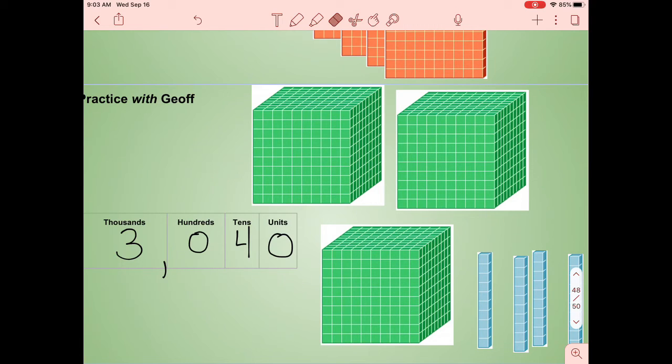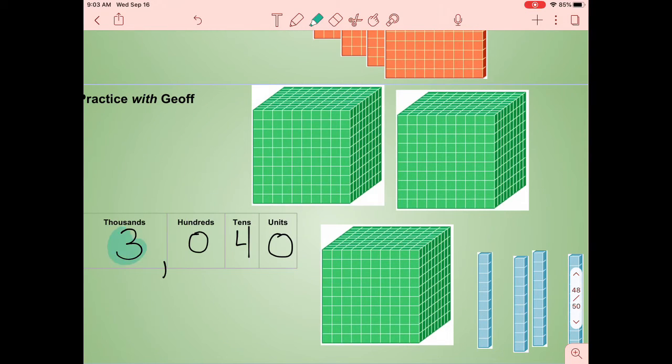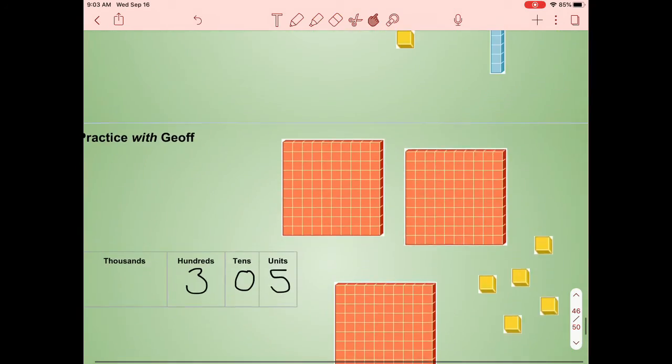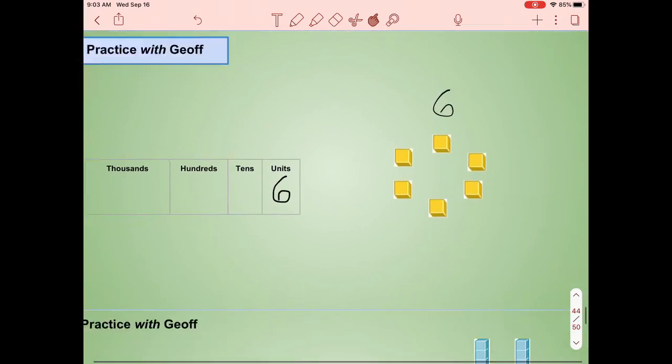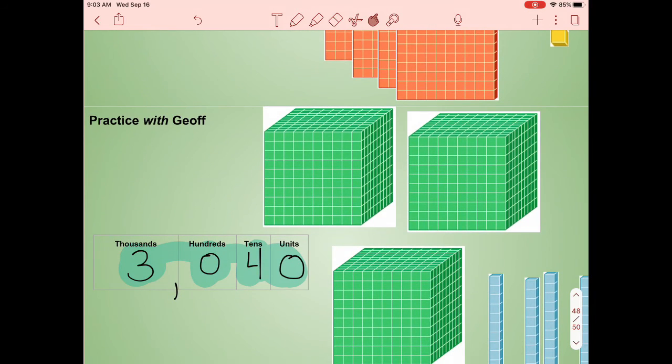And now go ahead and read out this number. How do we say this number here? All right. Did you read it as 3,040? All right. So for following work, I do want you to take a picture of your notes. So I want to see that you have recorded these in your math notebook following along with the lesson. And then I'd like you to do some independent work, and I'm going to show you that independent work.